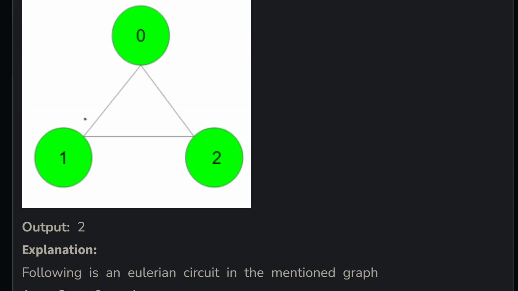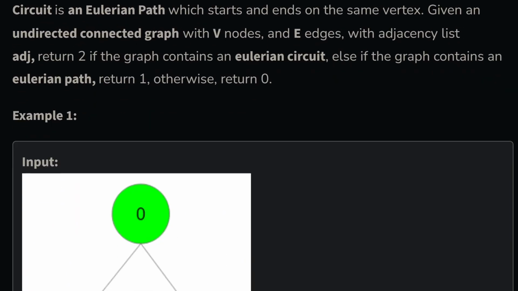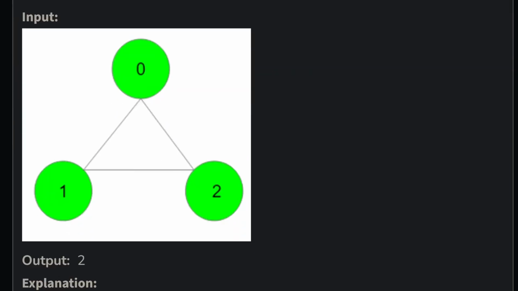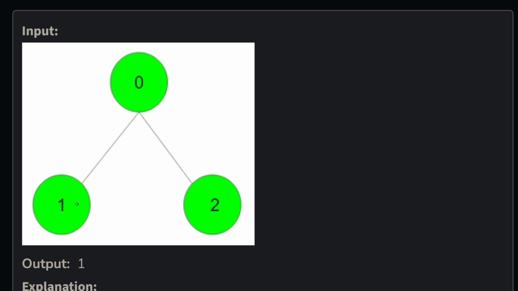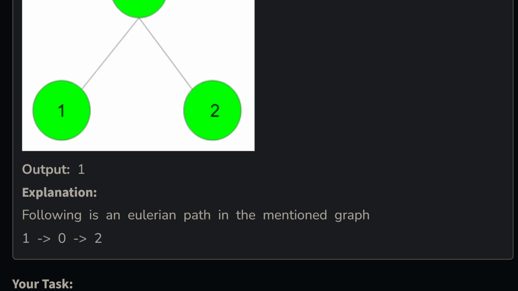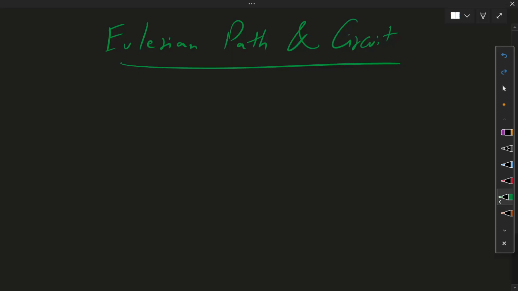So this is an Eulerian circuit. Yes, so for that case we have to return 2, and this is an Eulerian path. We start and end on different vertices. So this is an Eulerian path. So let's try to find it. What is an Eulerian path and circuit?